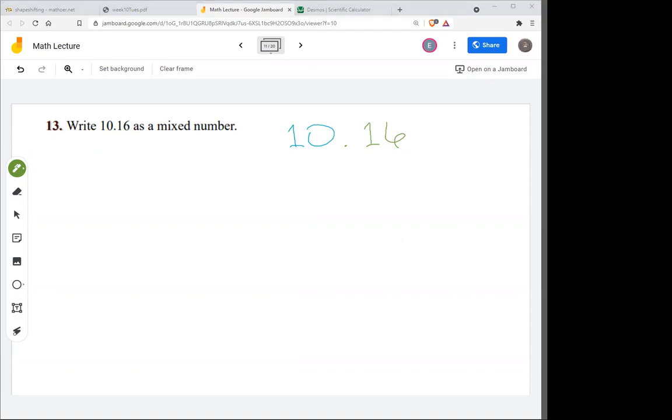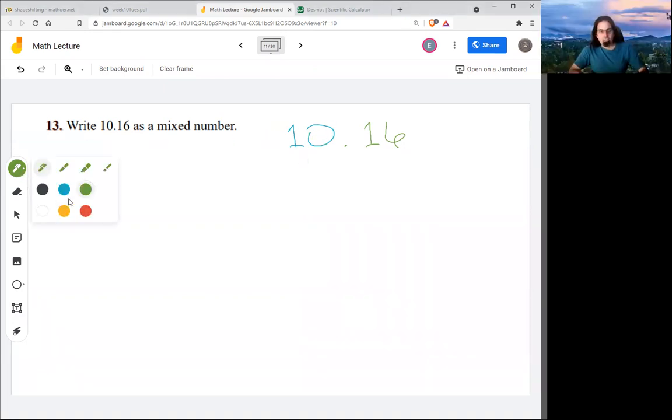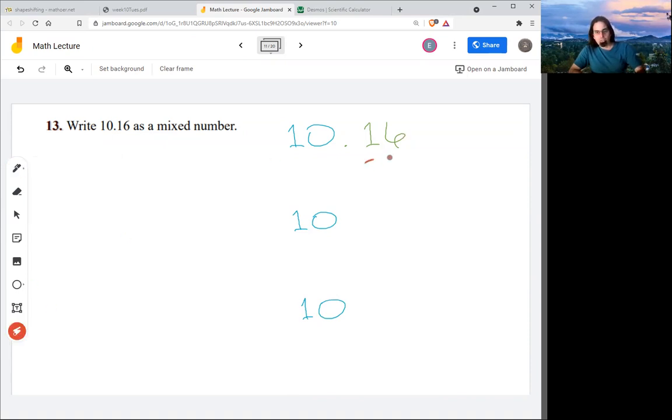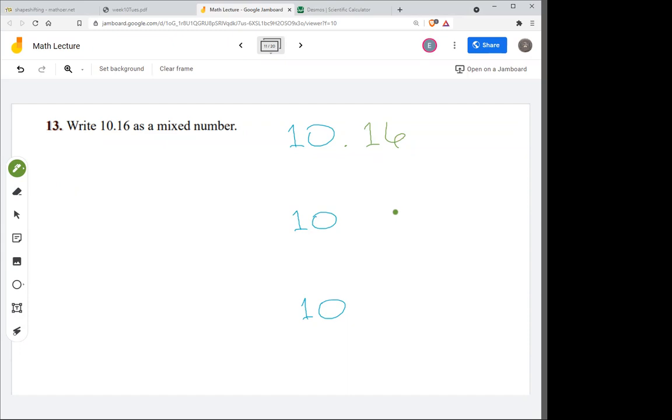Is it 10 over 16? I can't remember how to do that. Now, the 10 is a whole number. It's just going to hang out front while we're doing things. The 16, how do I say this decimal more formally? It's 16 what? 16 hundredths.